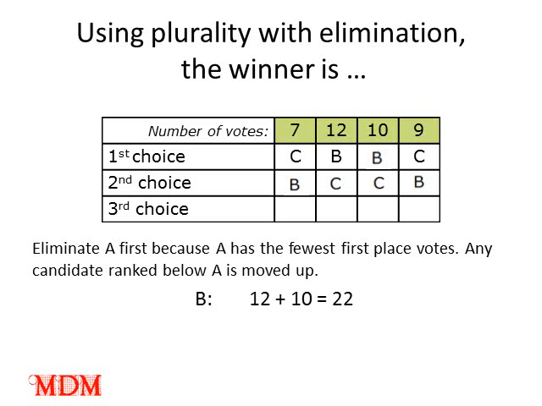Now we can check candidate B versus candidate C. We know that candidate B is ahead of C with 12 voters in this ballot and with 10 voters on these ballots for a total of 22. Candidate C is ahead of candidate B with 7 ballots plus 9 ballots, or 16. Therefore, B is the winner when using the plurality with elimination method.